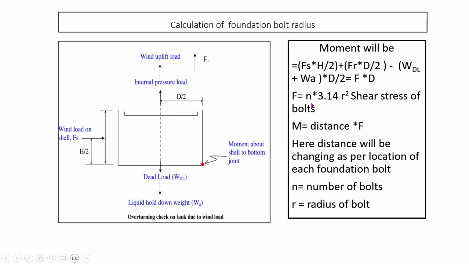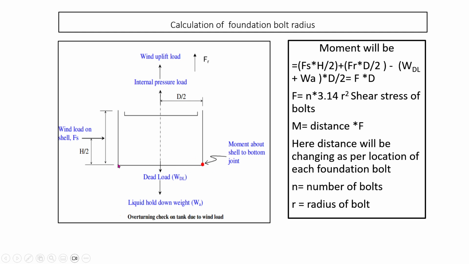So for the tensile force, N is the number of bolts, assuming equal numbers all around the periphery, and pi r square is the area of the bolt. The area gives the force of the bolt. Then the moment will be the force into the distance, F into d, because from here it is d.